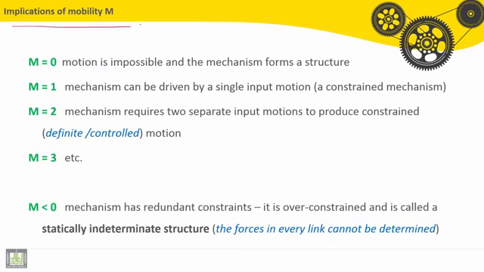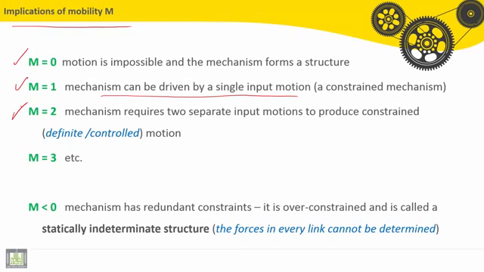Implication of mobility M. If M equals 0, so the motion is impossible, no motion, and the mechanism forms a structure. If it is equal 1, mechanism can be driven by a single input motion. It is called constrained mechanism. So here it can be driven by rotary input or translation input.